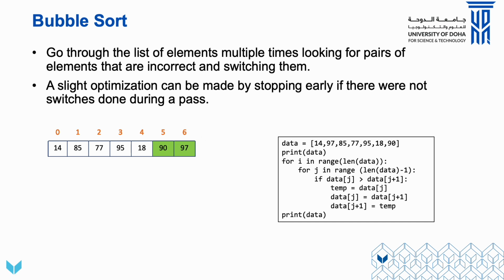But my list is currently not sorted. There's a good example in there, 85 and 77. Okay, yeah, so how do you fix this?